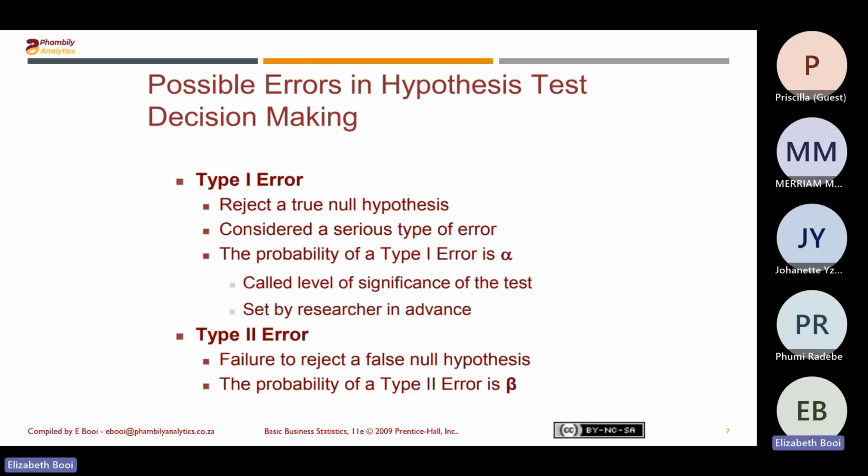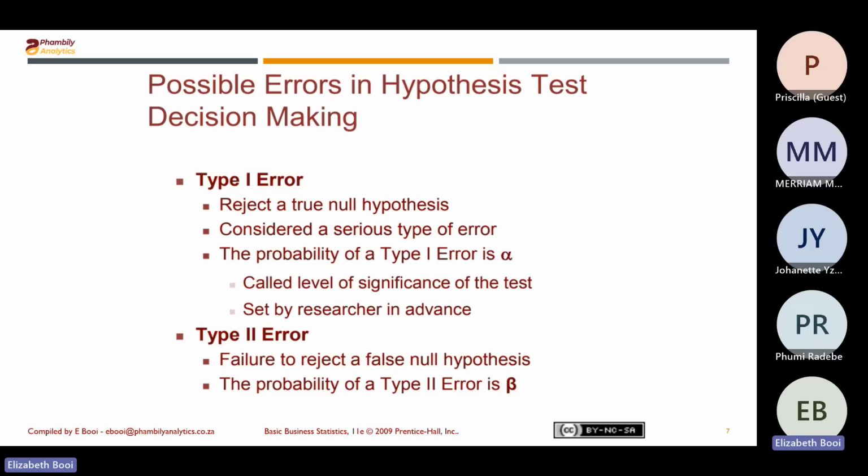So the true null hypothesis in this instance would be, the researcher wants to prove that the mean is less than 30. The null hypothesis is the mean is less than or equal to 30. That is a true null hypothesis. If we reject that, when we get to the decision and we reject the null hypothesis, we are committing what we call a type 1 error.